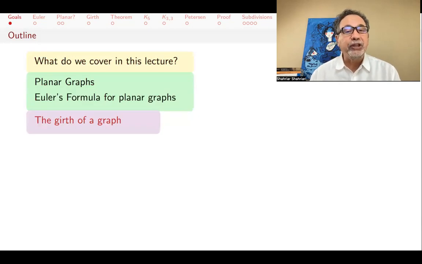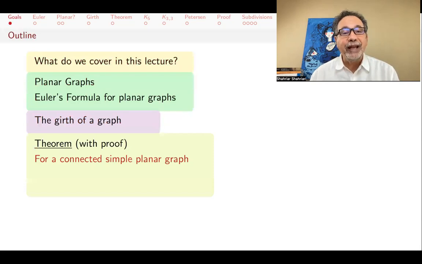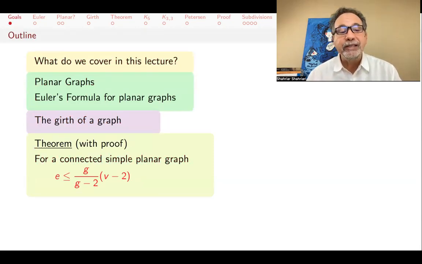Then I will tell you about the girth of the graph, and we will prove a theorem, with proof, that for a connected simple planar graph, the number of edges must always be less than or equal to g divided by g minus 2 times v minus 2, where g is the girth, v is the number of vertices, and e is the number of edges.